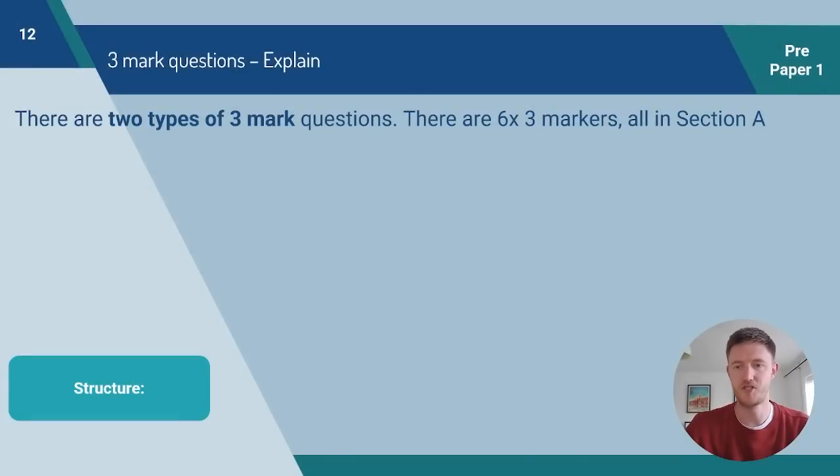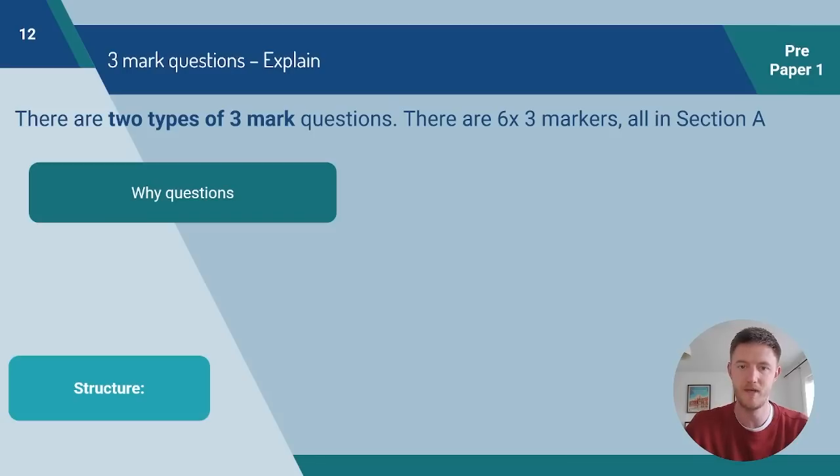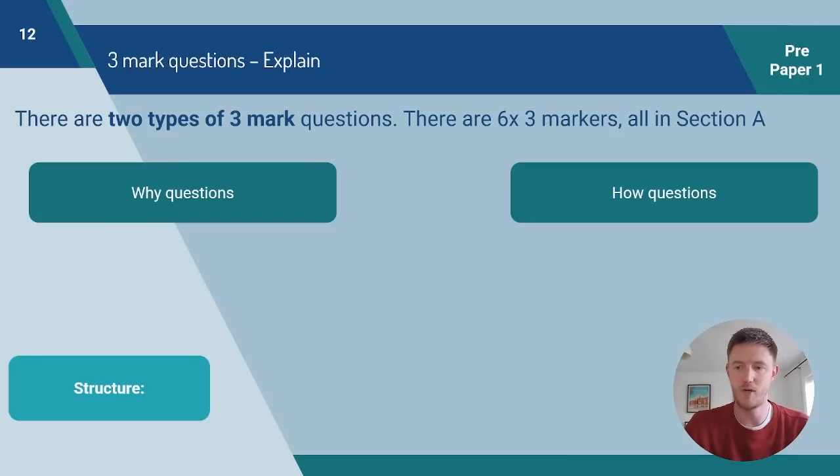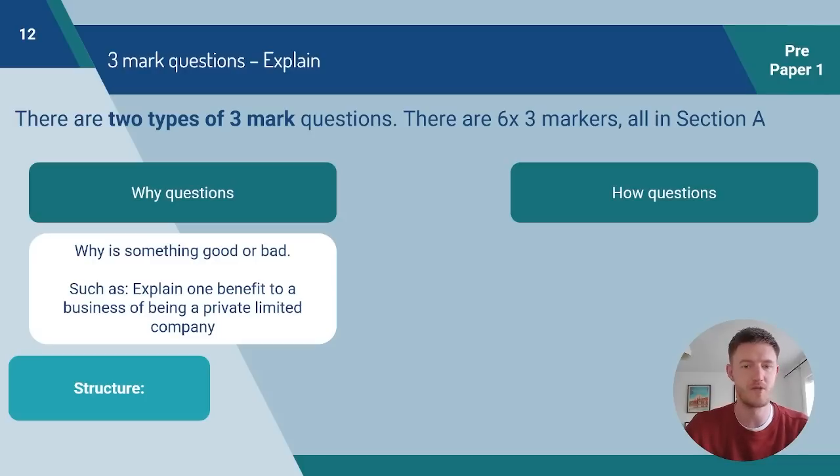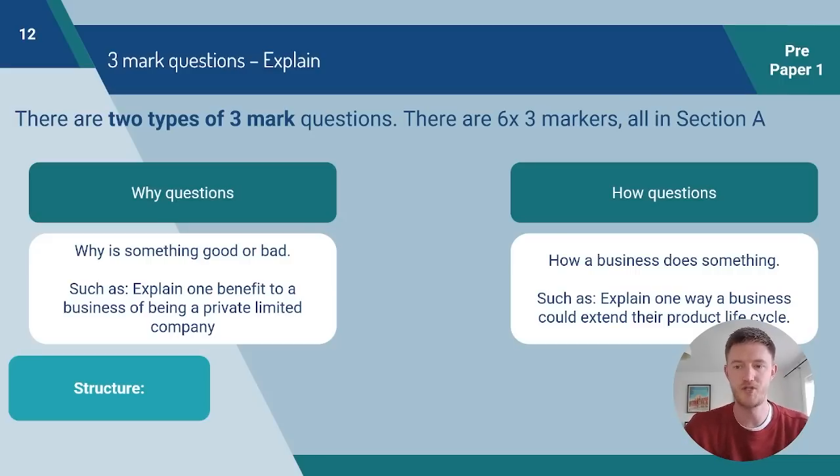So the 3 markers, there are 2 types of 3 markers. There are 6 of these. They're all in section A, so there's no case study used in any of these. There are why questions and how questions. So a why question is why something's good or bad. So explain one benefit to a business of being a private limited company. You would just explain the benefit and then you would do your this is because, this leads to, therefore. How questions are different.